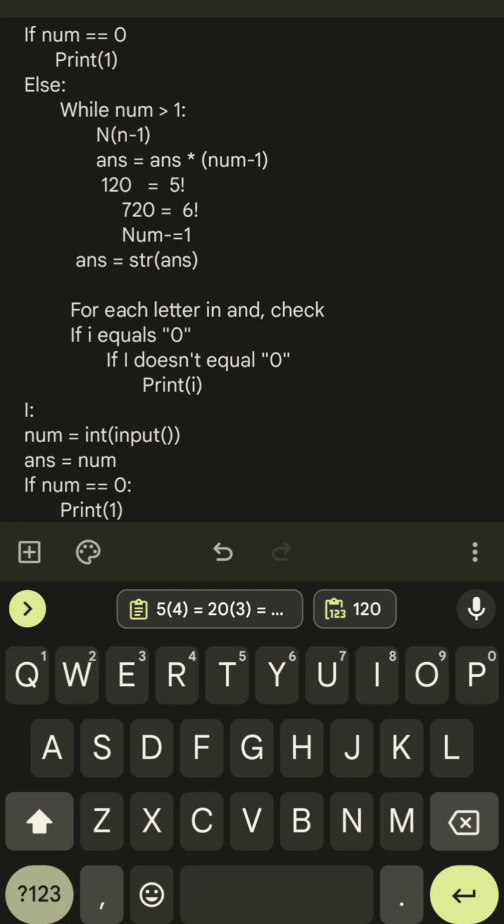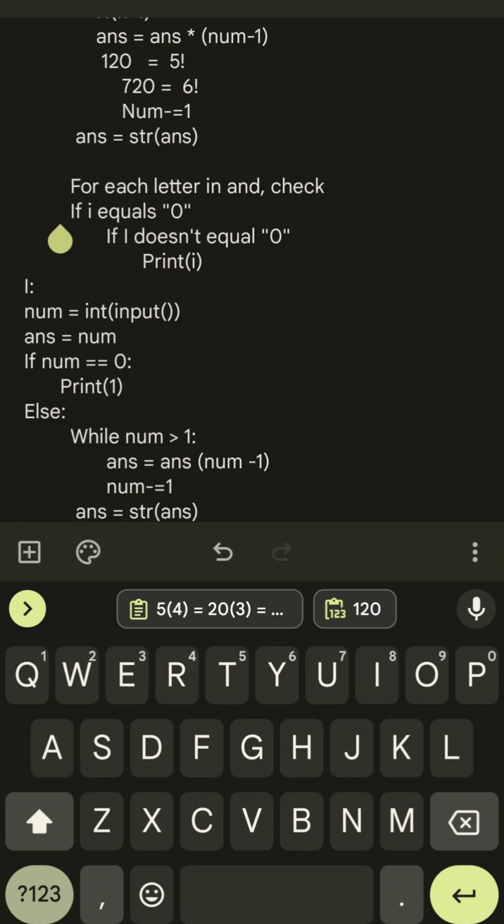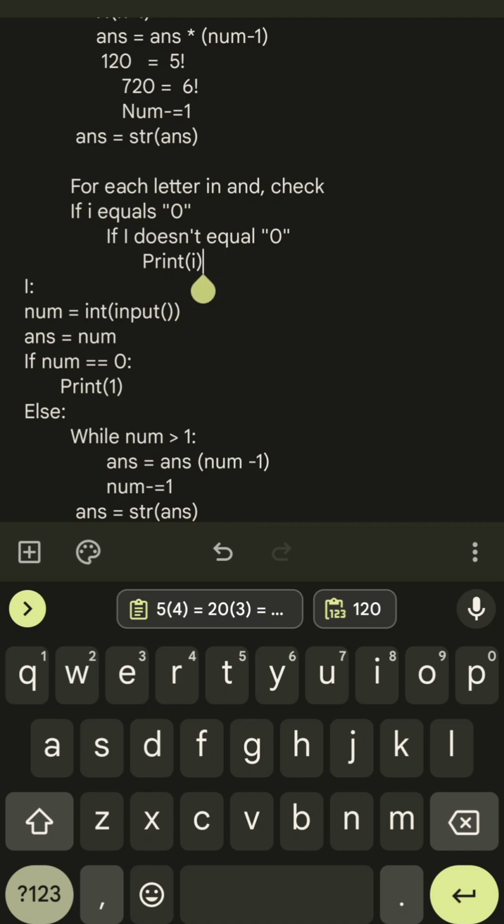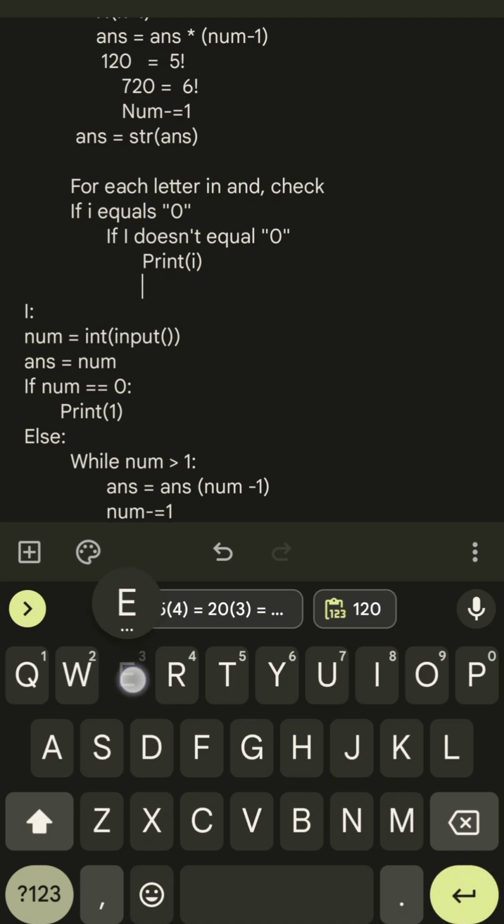And now here's the part that we are looking for, and that's this right here. For each letter in I, check if I is equal to 0. All right, so that's pretty much where we have the first 2 portions. And now if I does not equal 0, which is the best case, what we're going to be doing is printing out the number, and actually, may as well add this in. Then we end the loop.